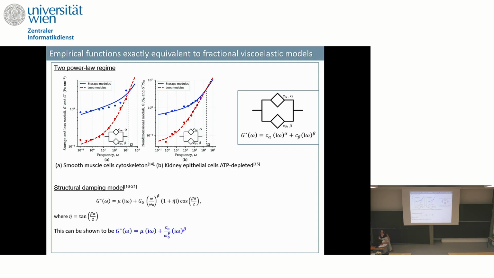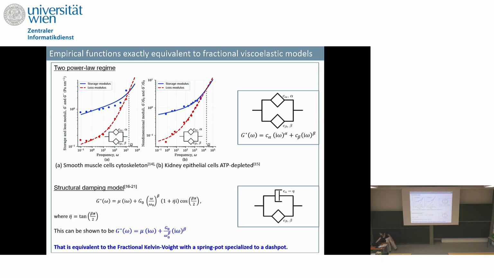And then another empirical function you find a lot is the structural damping models. It has this expression. If you do some mathematical manipulation of this expression, you can rewrite it as this one. And this one is nothing other than the spring pot in parallel to a dashpot. So it's basically this one where one of the spring pots has been specialized to a dashpot.